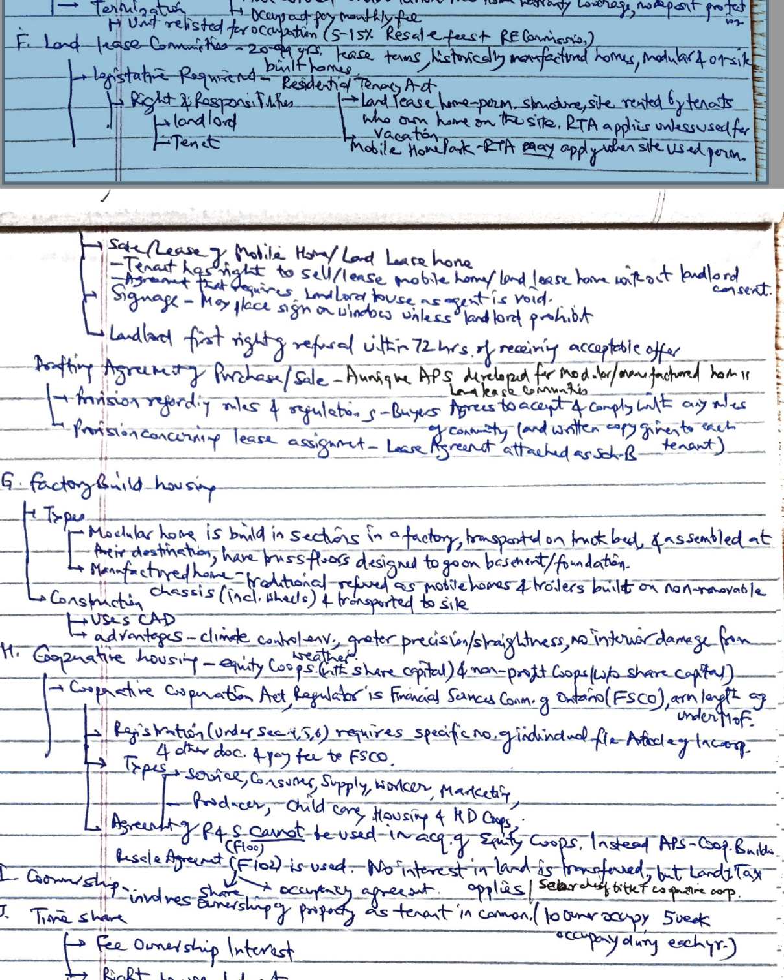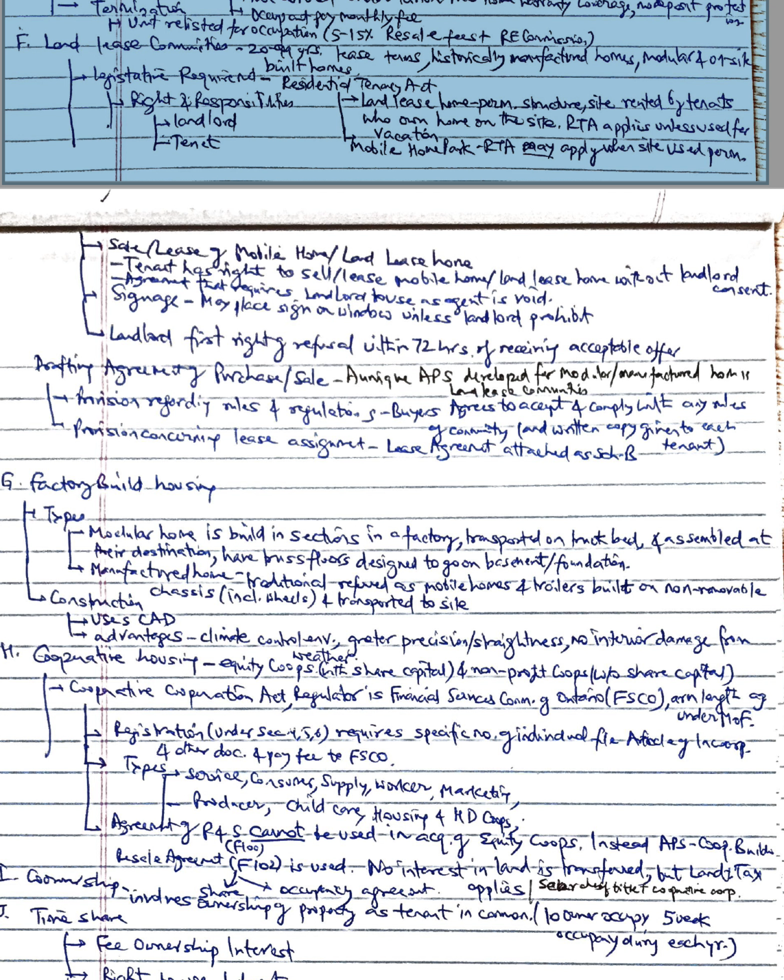The next section is about cooperative housing. Cooperative housing is generally described as an ownership option. Cooperatives in Ontario can either be an equity cooperative with share capital or a non-profit cooperative without share capital. The Cooperative Corporations Act is used here, and the regulator is the Financial Services Commission of Ontario, which is an arm's length agency under the Ministry of Finance. The registration under Section 456 of the Cooperative Corporations Act details registration requirements.